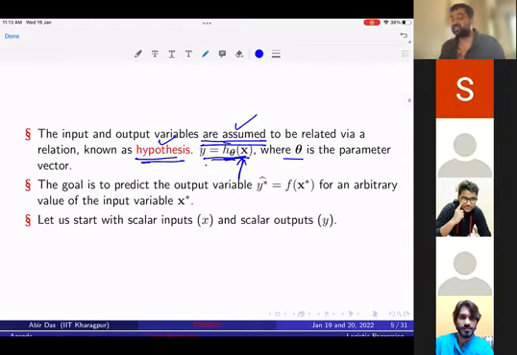That is what is written in the next line. The goal is to predict the output variable y hat star equal to f of x star for an arbitrary value of the input variable x star. So for an input variable x star, you want to know what is the predicted output.